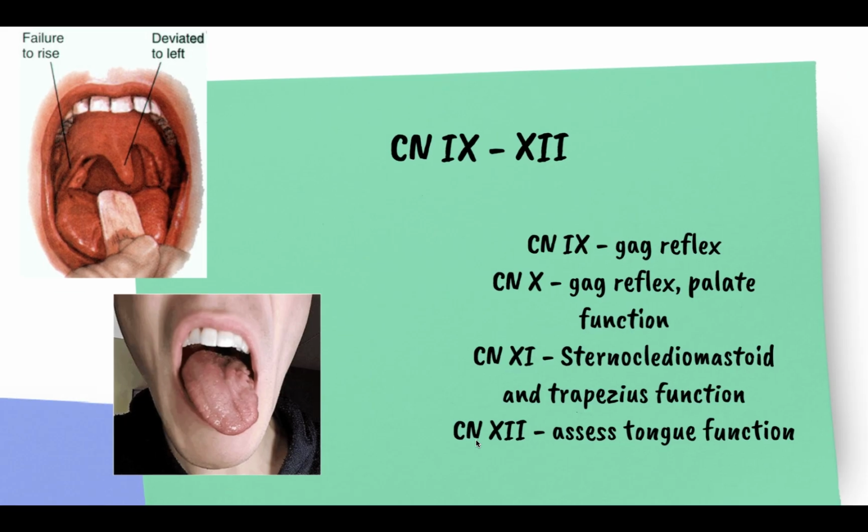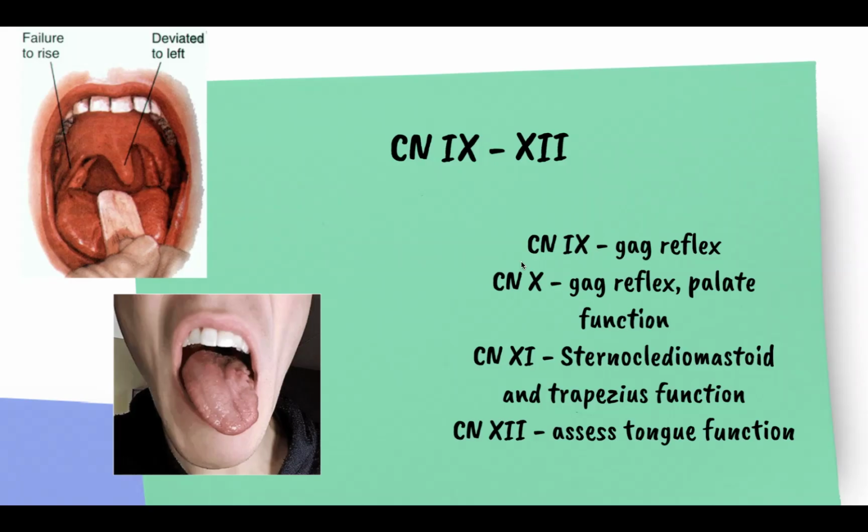Cranial nerve 9, 10, 11, and 12. So I'll start off with glossopharyngeal. That supplies a lot of our sensation in the back of our throat and our pharynx. Cranial nerve 10 is our vagus nerve. Again, that is responsible for all our rest and digest, and also responsible for our gag reflex. So testing the gag reflex will test both nerves simultaneously.